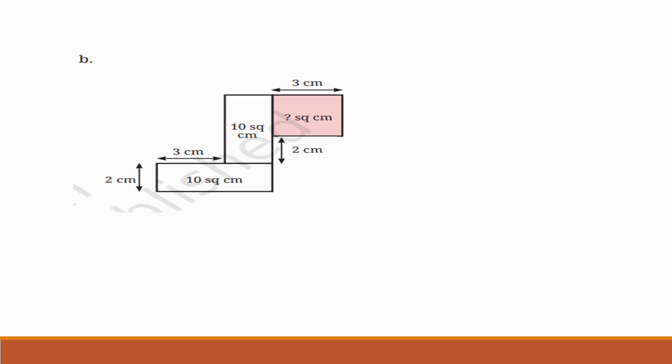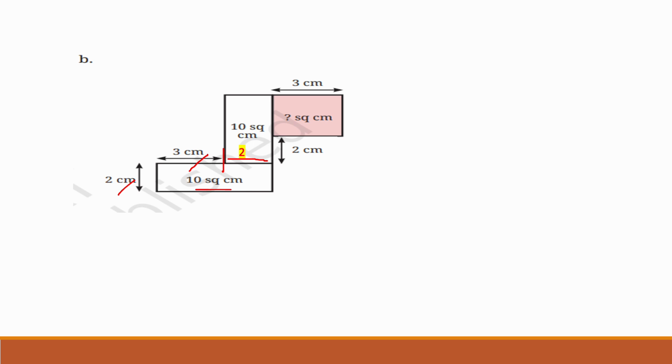Next figure. See, here it is 10 square centimeter. 10 square centimeter is, here it is given as 2. Up to here it is 3. 10 square centimeter is 2 into 5 is 10, right? So 2 by 5. So this remaining region is 2 centimeter. So 2 by 5 is 10 square centimeter.